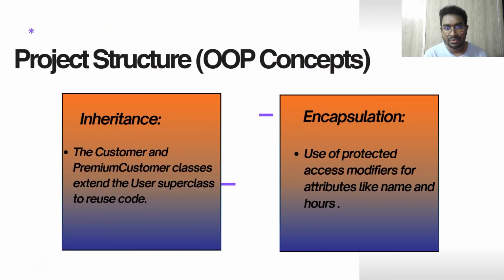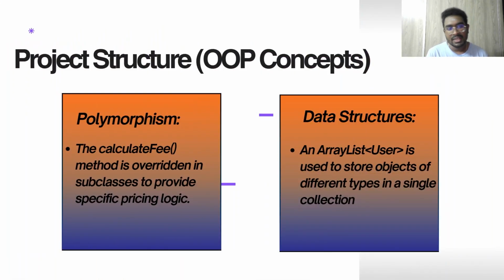For the project structure, we used four OOP concepts in the coding. First is inheritance. The customer and premium customer classes extend the user superclass to reuse the code. Encapsulation: use of protected access modifiers for attributes like name and hours. The third one is polymorphism. The calculate fee method is overridden in subclasses to provide specific pricing logic. The fourth one is data structures. An ArrayList of users is used to store objects of different types in a single collection.